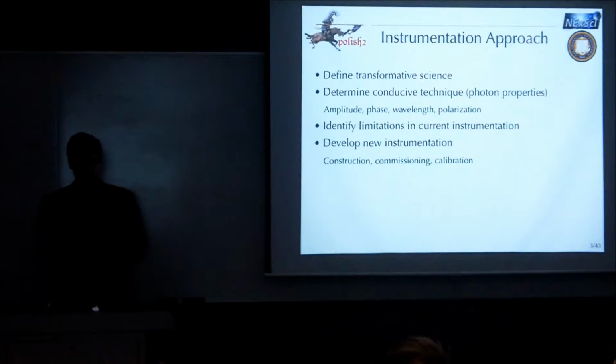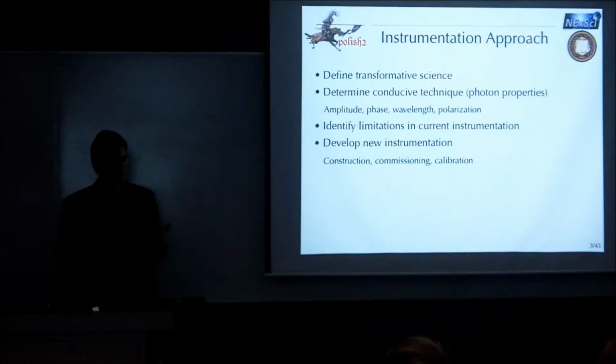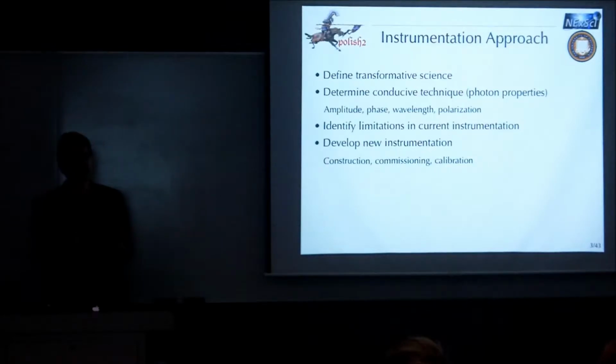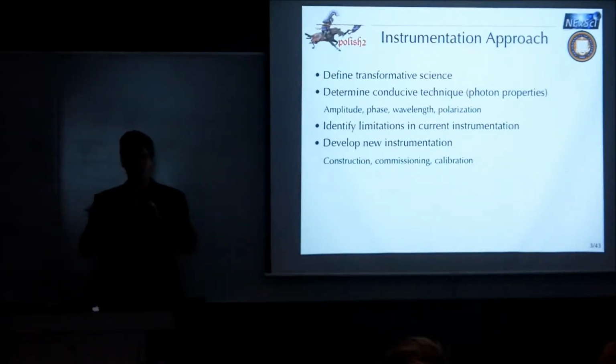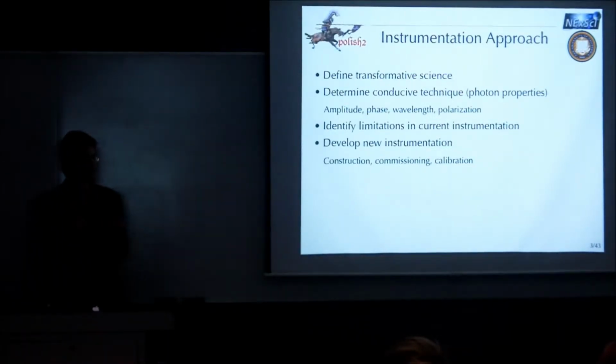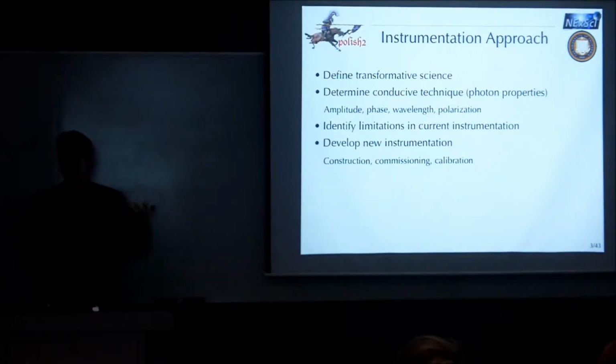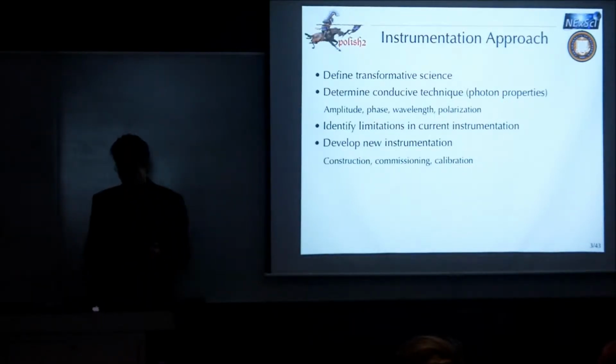So my approach to instrumentation is science first. So the goal is to define the science that will transform your subfield. From there, the idea is to look at the right technique, the right photon properties, so amplitude, phase, wavelength, polarization, to try and enable the science that you defined above. And then you look around to see the facilities that you have access to and see where the limitations are and what is preventing you from achieving that high-level science that you want to do. And from there, you'll get a better understanding of how you can improve new instrumentation to get you the science that you want. This involves a lot of processes, such as constructing, commissioning, and calibrating the instrument.